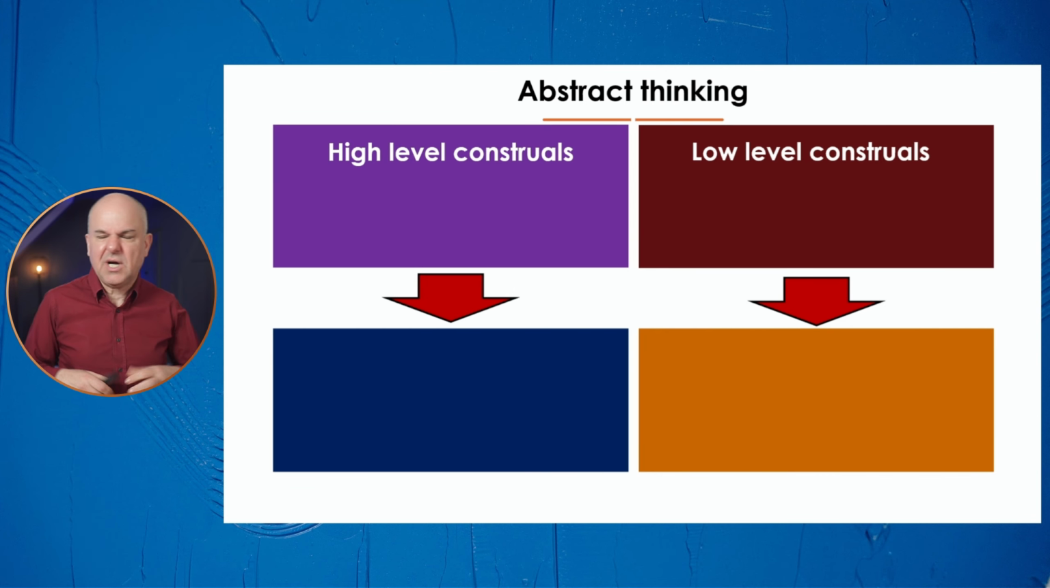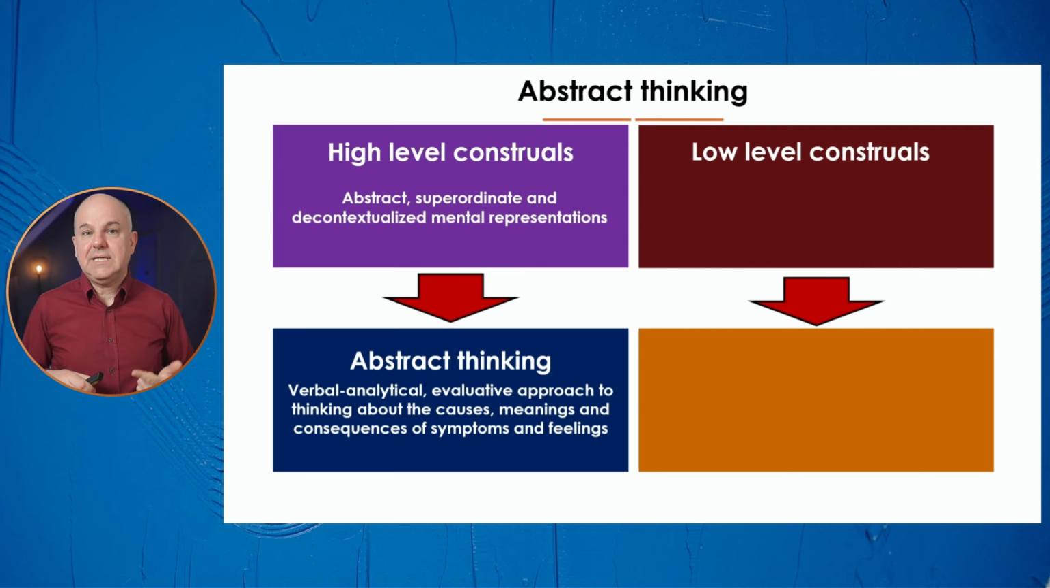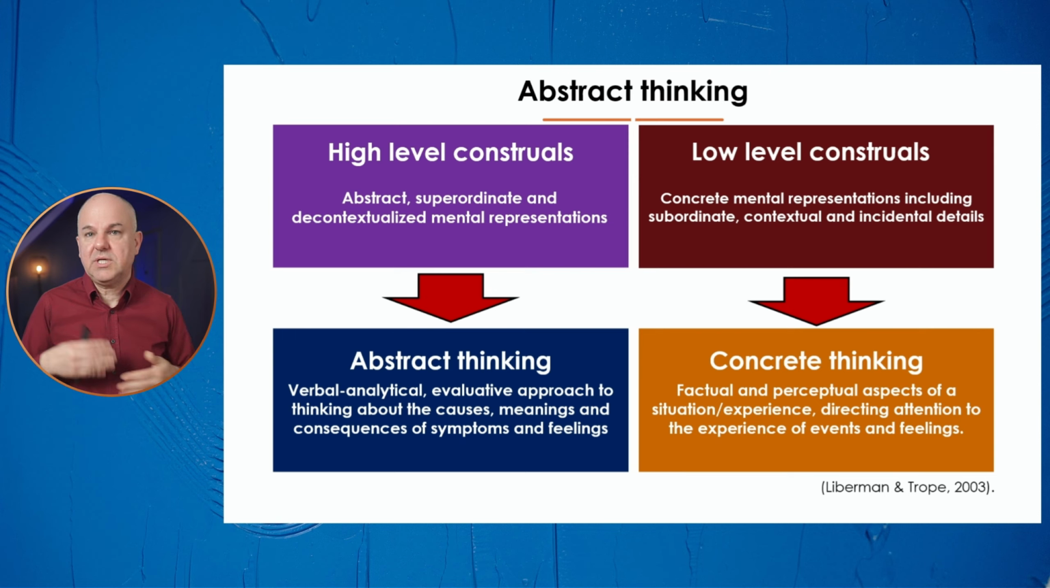We can look at abstract thinking from a construals perspective. So there's a construals theory which tries to capture abstract thinking. Construal theory is actually a psychological theory where we can see things at different levels of distance. When we employ high-level construals, we are employing abstract, superordinate, and decontextualized mental representations, which then enables us to activate abstract thinking, which is a verbal, analytical, evaluative approach to thinking about the causes, meanings, and consequences of symptoms and feelings. This is the formal definition, as opposed to lower-level construals, which are concrete mental representations, including subordinate, contextual, and incidental details. And low-level construals enable us to use concrete thinking, which is factual, perceptual aspects of a situation or experience, directing attention to the experience of events and feelings.